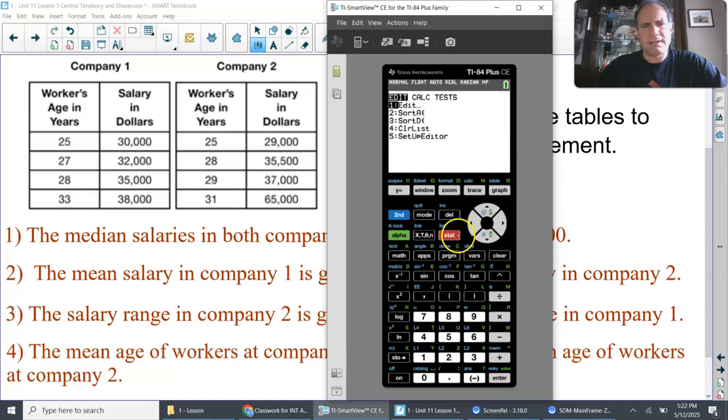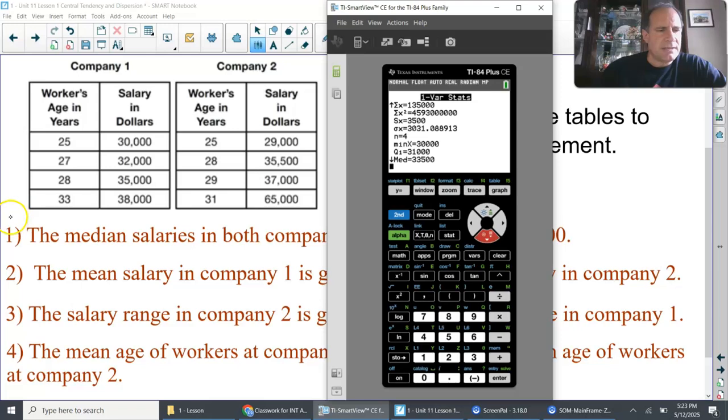So now I'm pressing stat and I'm going to go over to calc and I'm going to leave it on 1 var stats and then press enter a number of times. And let's see the median salaries. So let's talk about the median salaries of, this is just company 1. So I'm going to put company 1 has a median salary of 33,500. Okay, so that's company 1.